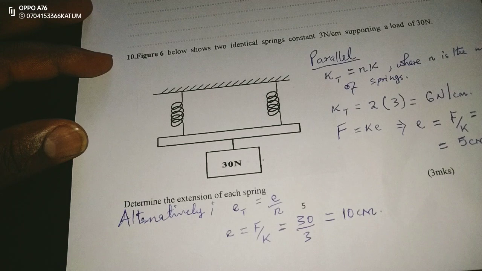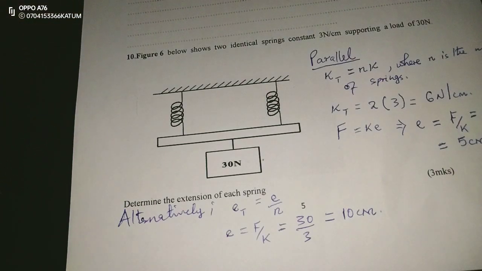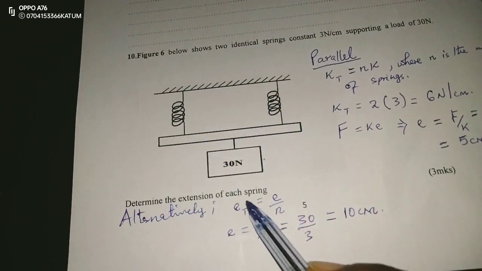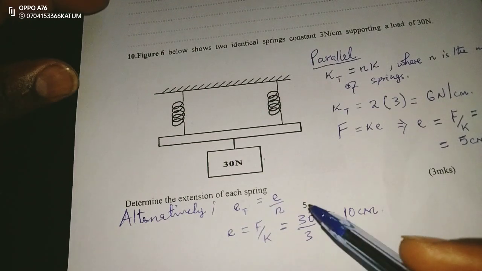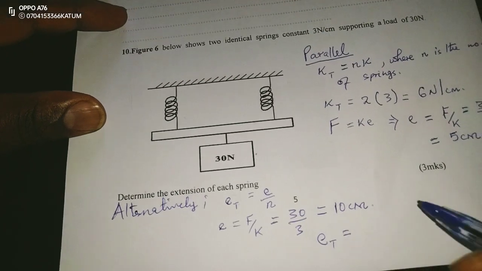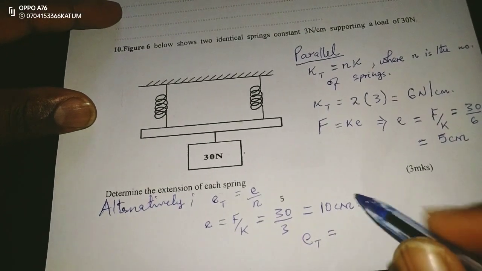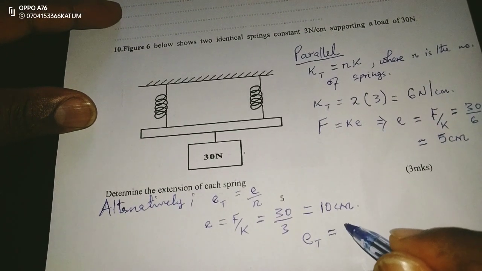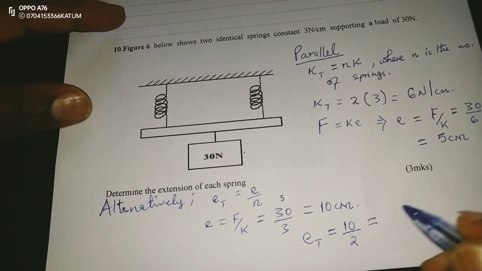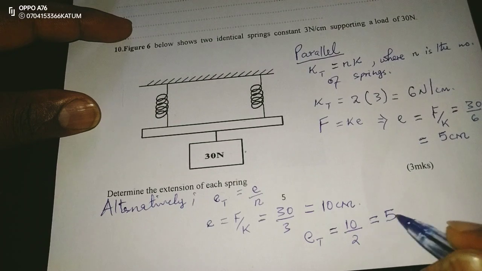Now with 10 centimeters, you say if the spring was 1, the extension would have been 10 centimeters. But now they are several. They are 1, 2. So the resultant extension for such a system will be given by the total extension divided by the number of springs, which are 2, and this will give us 5 centimeters.